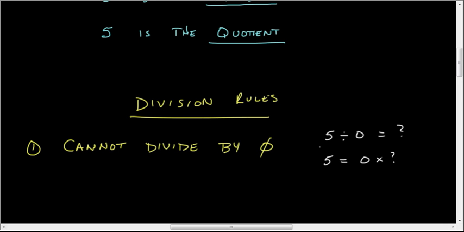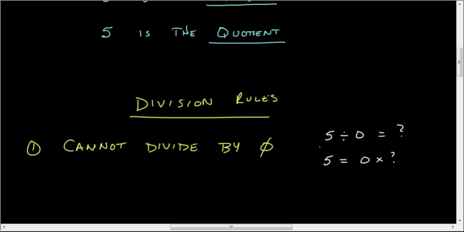But wait, you just told me that if I multiply something by 0, I get 0. Yeah, it doesn't work because 5 is not 0. But 0 times anything is 0. And so you have this thing called a contradiction. You can't divide by 0. There's no number that you can multiply 0 by and get 5. So you can't divide by 0 ever.